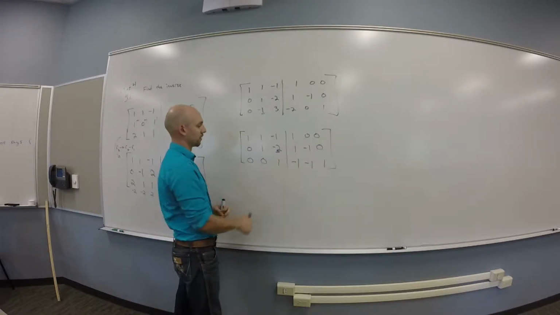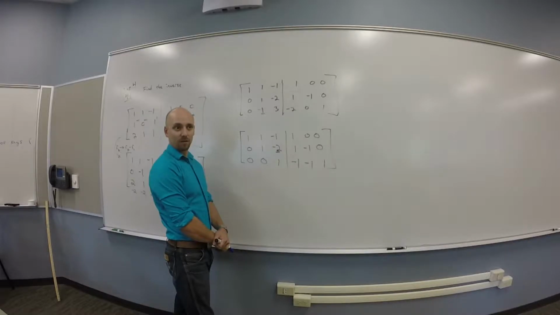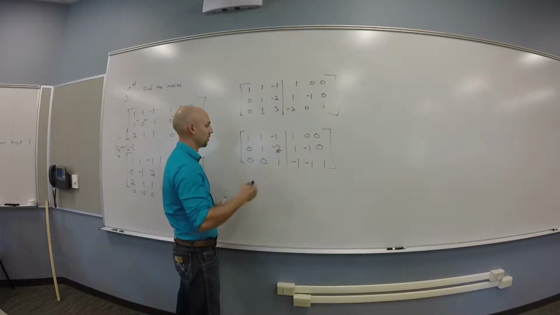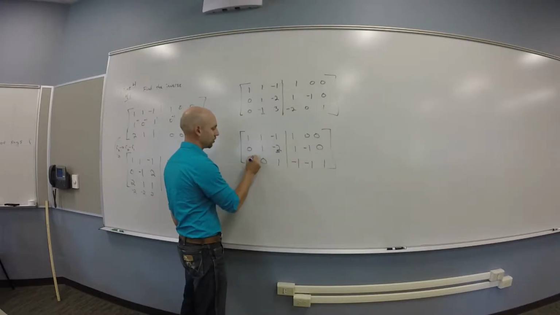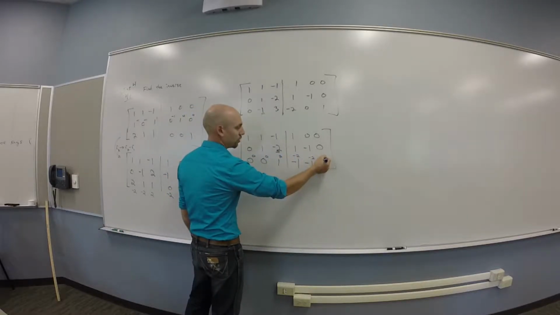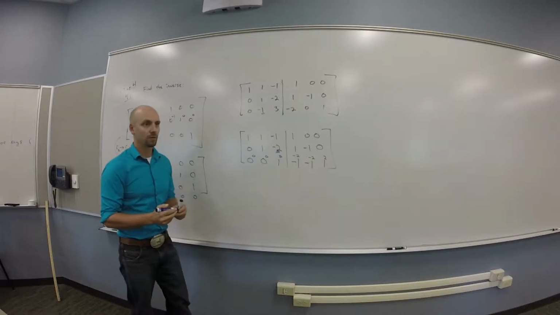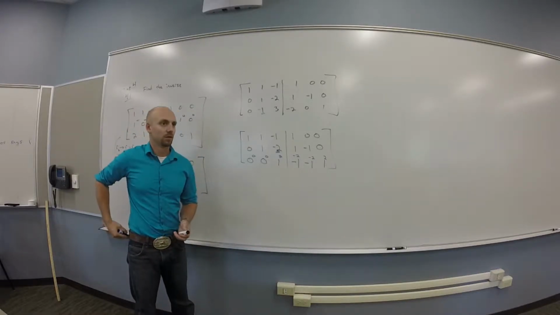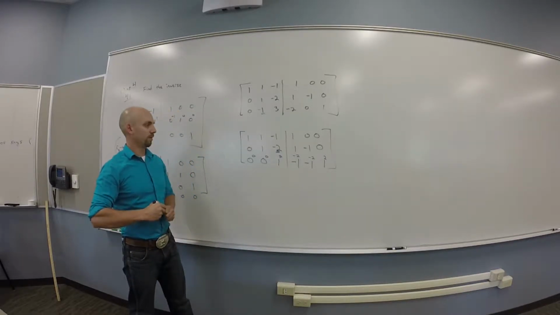How do I target that thing? Multiply row 3 by 2 and add it to row 2. Okay, so I'm going to multiply row 3 by 2. So I got 0, 0, 2, -2, -2, 2. Just kind of off in the margin, right? And then what am I going to do with that?